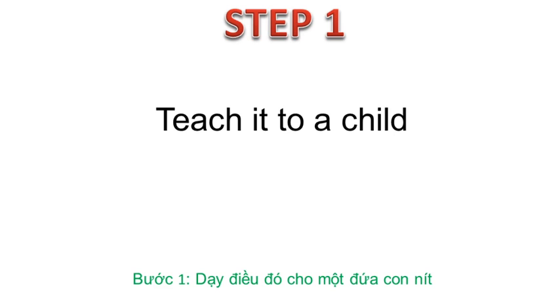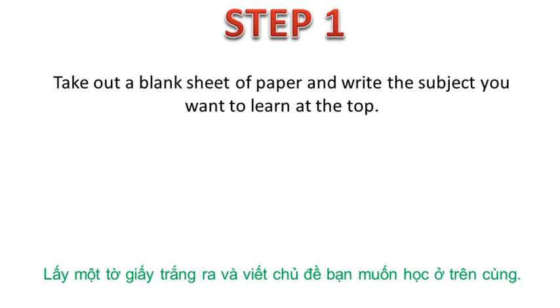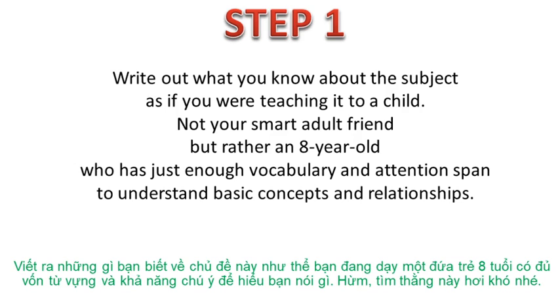Step 1. Teach it to a child. Take out a blank sheet of paper and write the subject you want to learn at the top. Write out what you know about the subject as if you were teaching it to a child. Not your smart adult friend, but rather an 8-year-old who has just enough vocabulary and attention span to understand basic concepts and relationships.